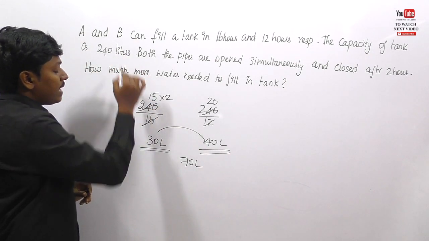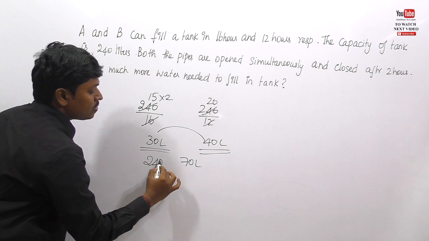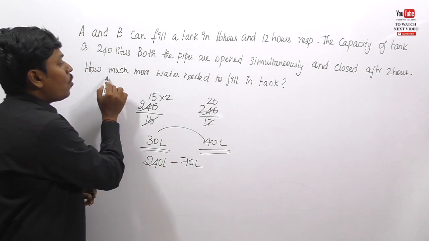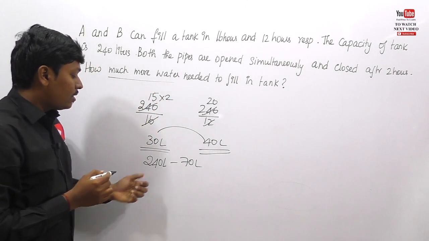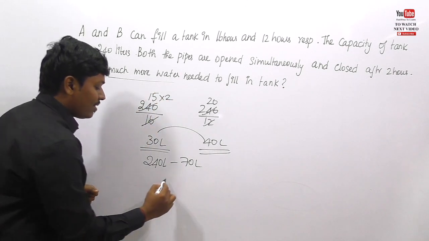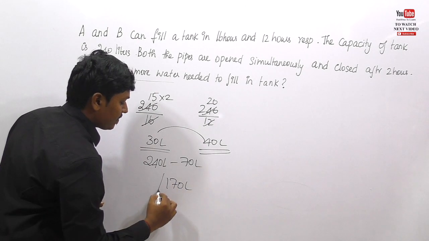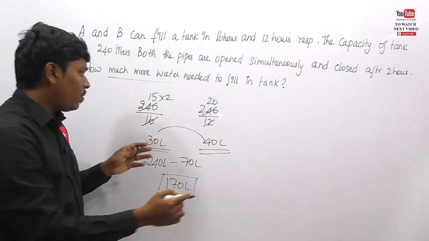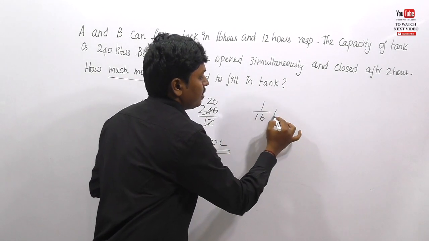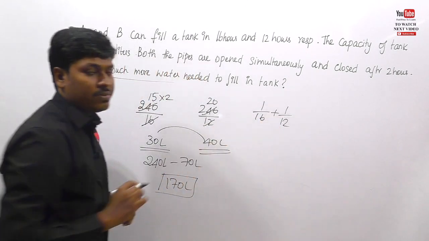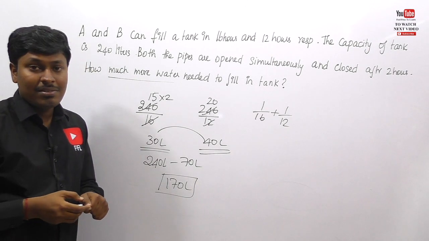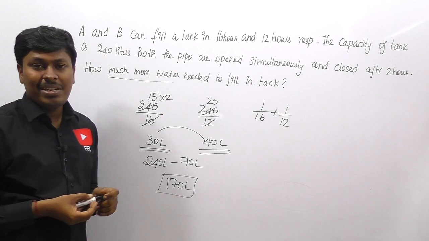We know that the total tank capacity is 240 liters. Now after 2 hours, 70 liters is filled. We need to find how much more water needs to be added. So 240 minus 70, the result will be 170 liters. So finally we got the answer, 170 liters. This is so simple, right? If you are going for the other method, definitely it will take you a lot of time. So don't use that method in your exam. So go for this type of method to solve this question within 15 to 20 seconds.